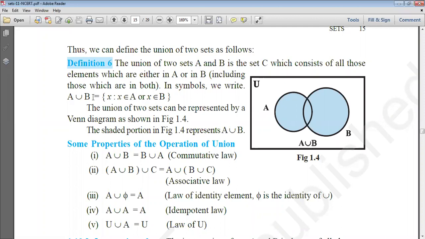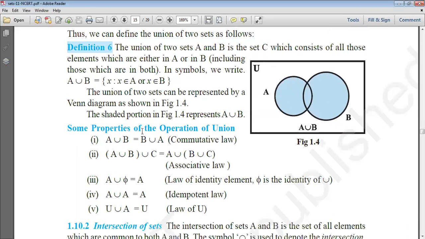That means A union B is the collection of those elements which are lying either in A or in B. If we define it in this way, no single element will be left from both A and B, because X must belong to A or X must belong to B. So this is simply the collection of all elements from A and B. The union is represented just by the Venn diagram.